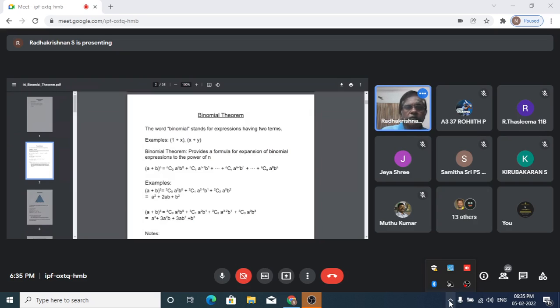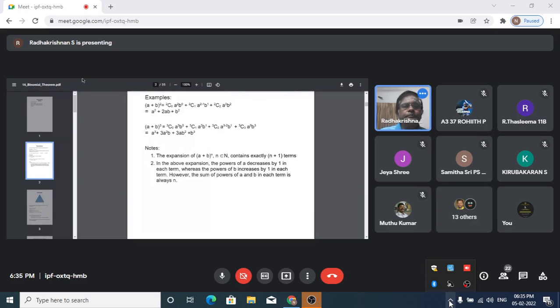So that's the advantage of the binomial theorem. If you notice, the expansion of (a+b) to the power of n will contain exactly n plus 1 terms. For example, (a+b) whole square will have 3 terms, starting with x power 2, then x power 1, then x power 0. Since x power 0 gives a constant, we have n plus 1 terms. This you must remember.